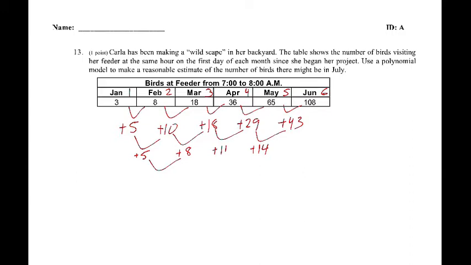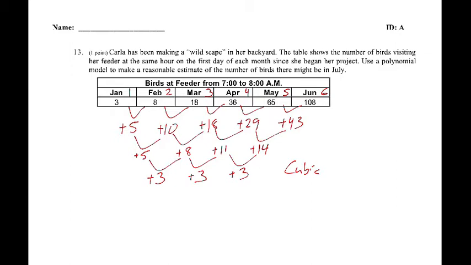Keep going. Going from 5 to 8, plus 3. Going from 8 to 11, plus 3. And going from 11 to 14, hey look, that's plus 3 as well. So it's the third row, that means we know it's going to be cubic. Since we know it's going to be cubic, we don't have to check out a quadratic regression or quartic regression, we can just go to cubic regression.